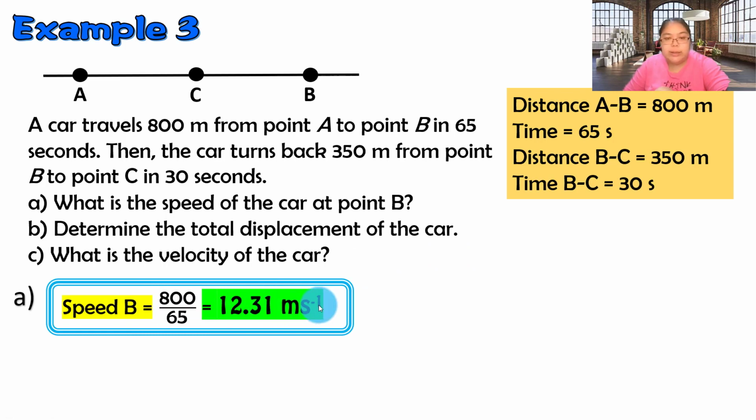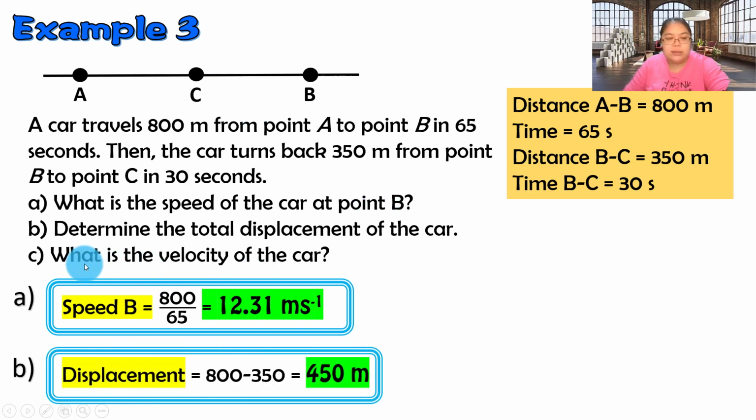Okay, B. Determine the total displacement of the car. For displacement, you need to count the negative part. Going to the right-hand side is positive 800. When you turn back, B to C, that means you are moving in the opposite direction, 350, so you need to put negative. So the calculation is displacement equals 800 minus 350. So your displacement is just 450 meter.